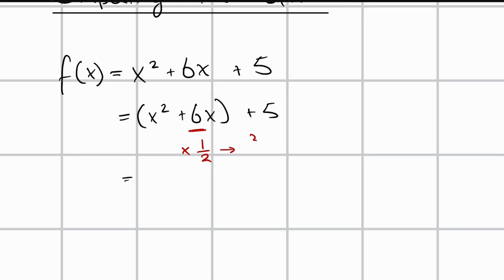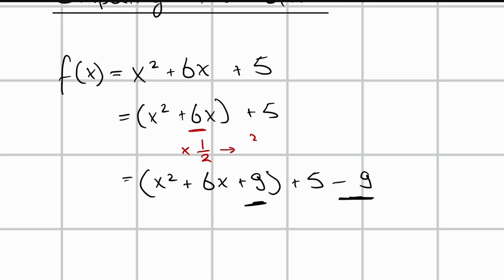In this case you would have something like x squared plus 6x plus 9, since half of 6 is 3, and 3 squared is 9. Then plus 5. And since we added a 9, we have to subtract the 9. Because if we were to add these two together, it would still come out to the one up here. Okay? So I'm going to get rid of that.